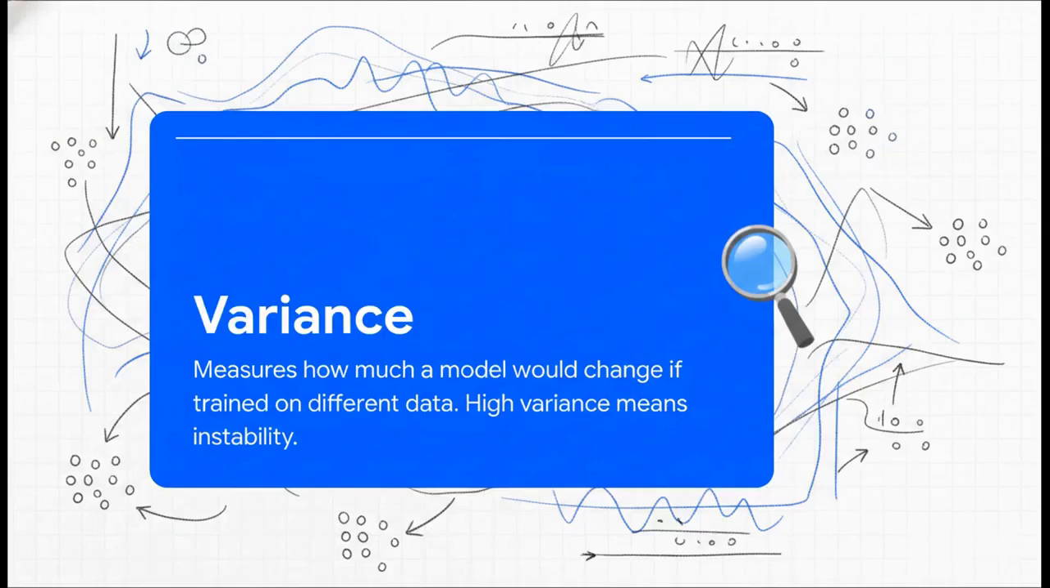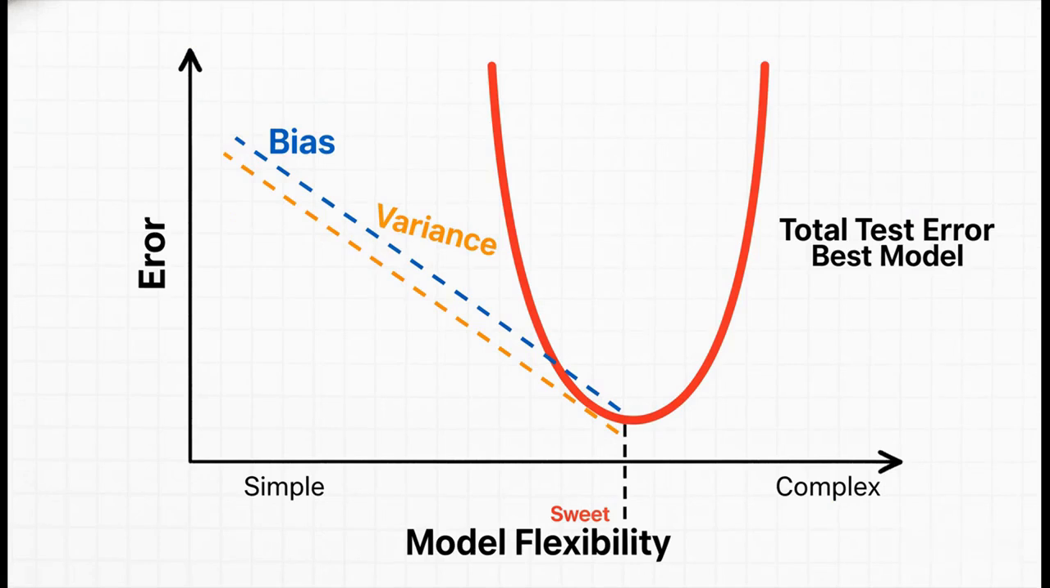Now, on the other side of that coin is variance. Variance asks, how much would your model change if you trained it on a slightly different set of data? A super flexible, wiggly model has really high variance. Even a tiny change in the data can make it swing around wildly because it's reacting to every little bit of random noise in that specific data set. It's unstable.